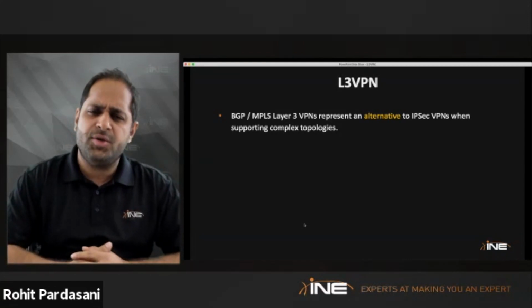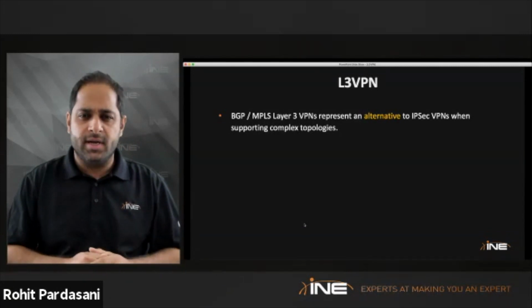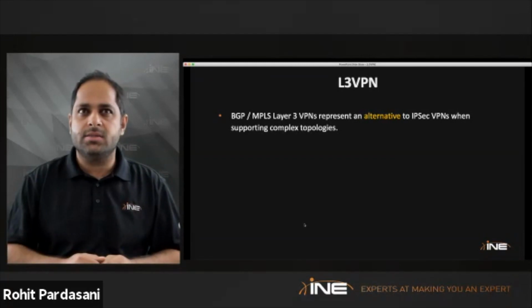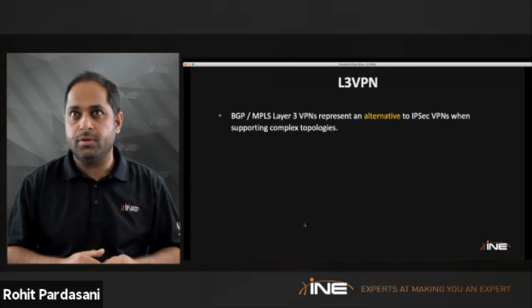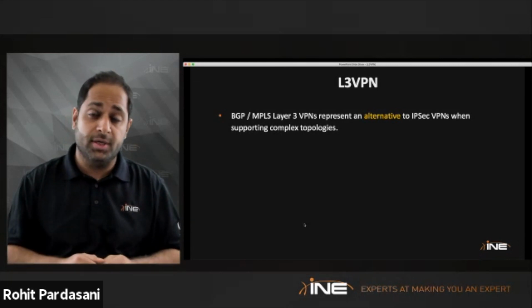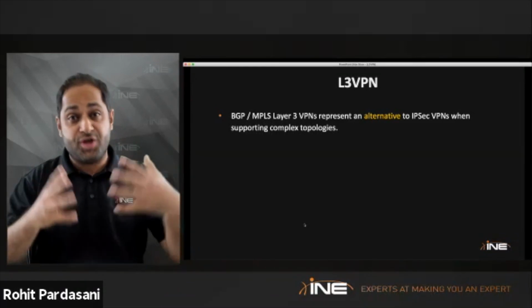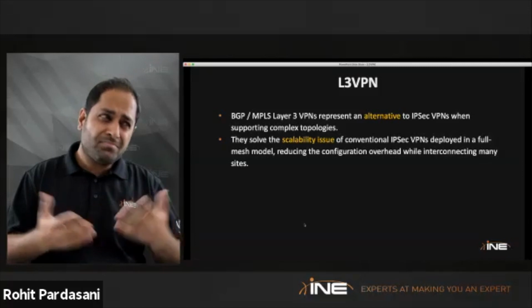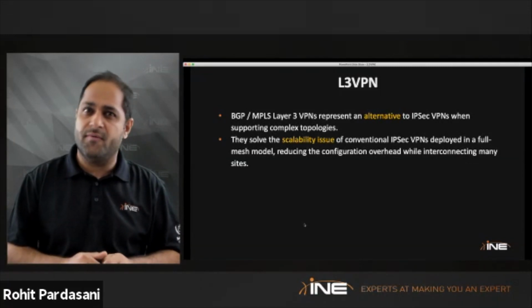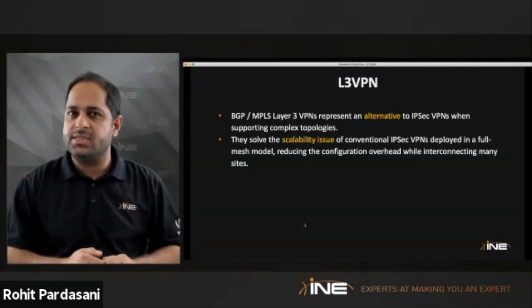So if you look at BGP MPLS L3 VPNs, it's basically an alternative to IPsec VPNs. IPsec VPNs require you to configure a full mesh. It does give you protection over a shared infrastructure, but when you build L3 VPNs over a shared infrastructure, this could be an alternate choice. It basically solves the problem of scalability, because think about how many site-to-site VPNs you would have to do.